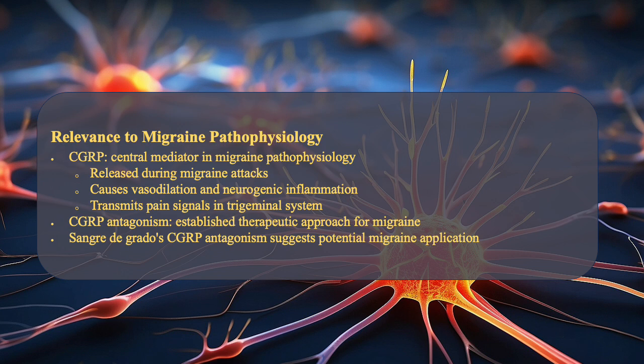Theoretically, Sangre de Grado could be developed for migraine in several ways. It might serve as a prophylactic treatment to prevent CGRP-mediated vasodilation before it occurs. Alternatively, it could be used as an acute intervention during migraine attacks. Its advantage over existing treatments may lie in its natural origin and its multi-mechanism approach, simultaneously addressing CGRP antagonism, neurogenic inflammation, and pain signaling.